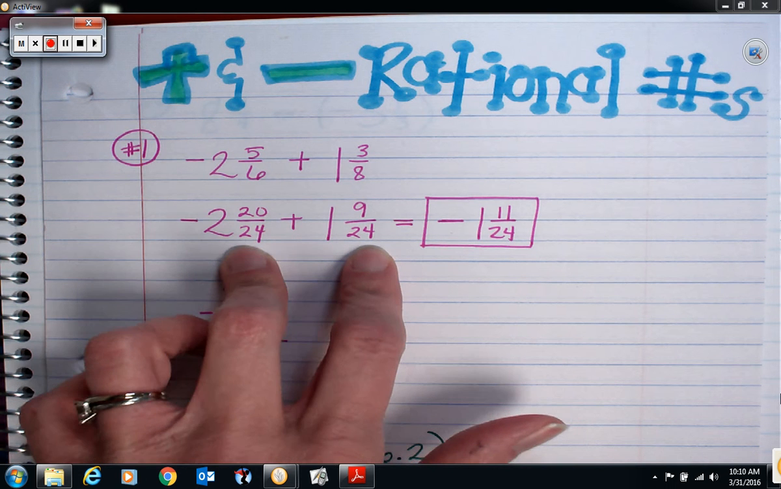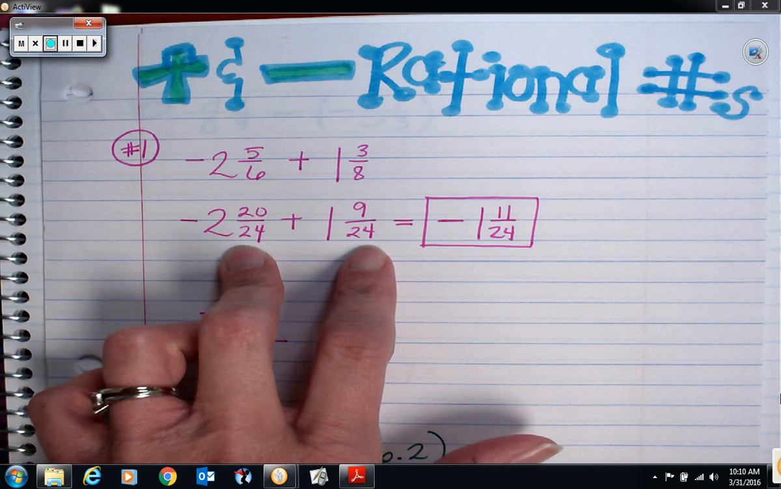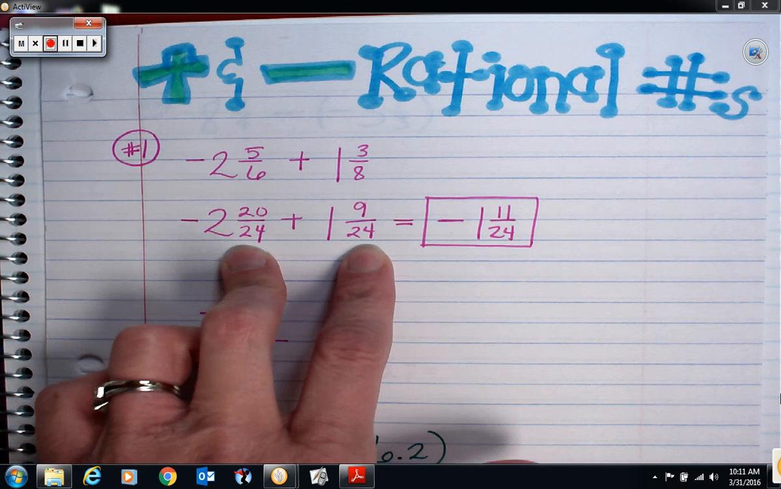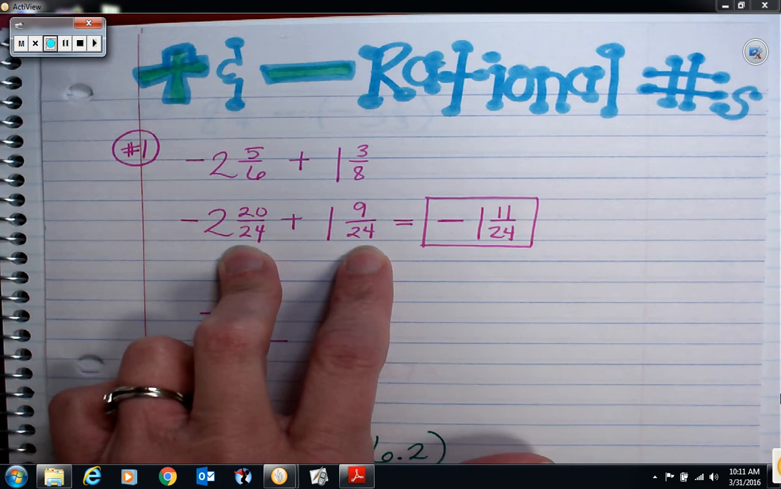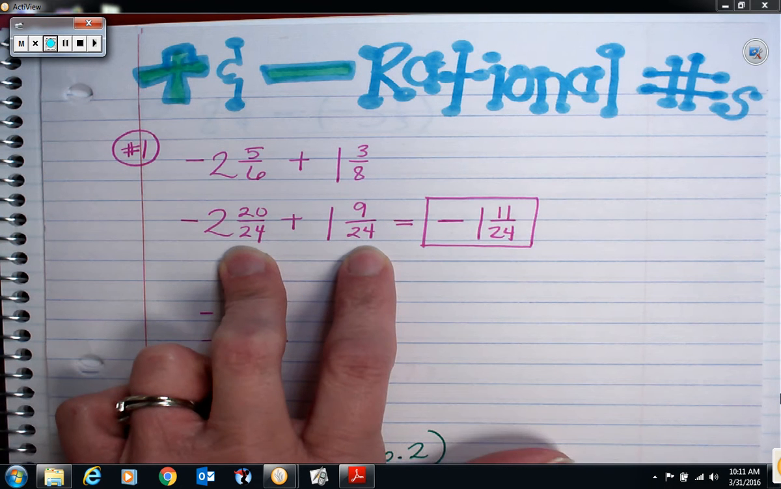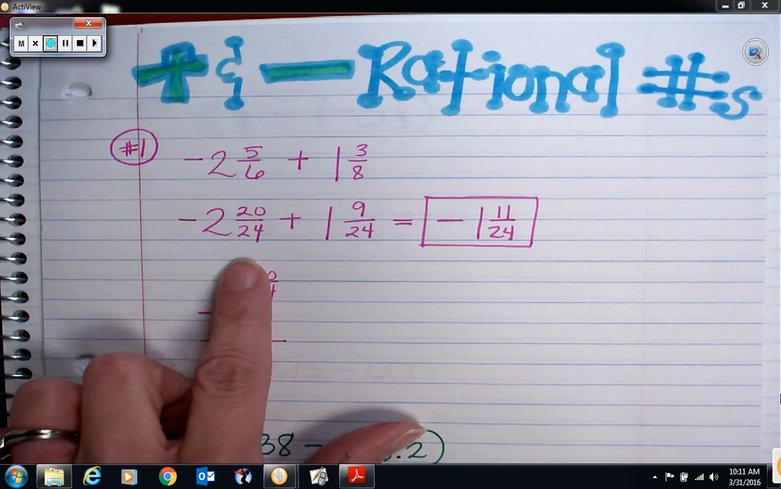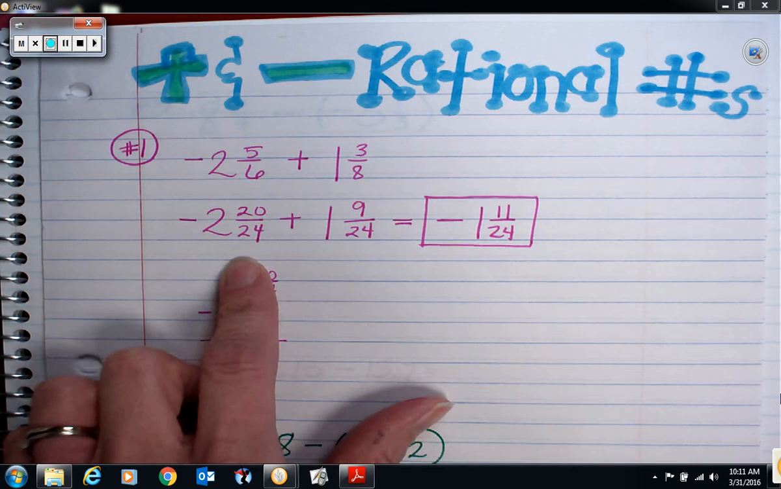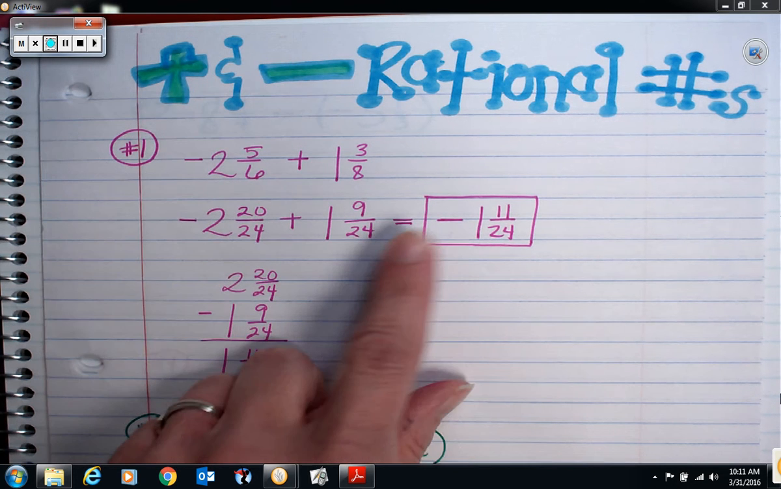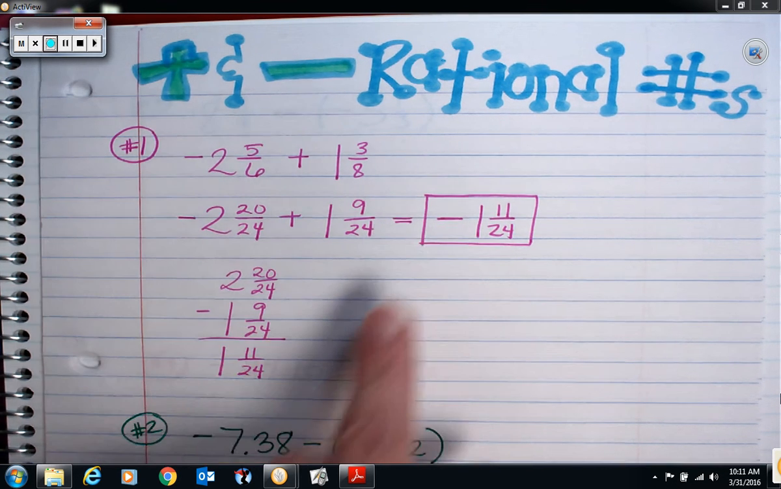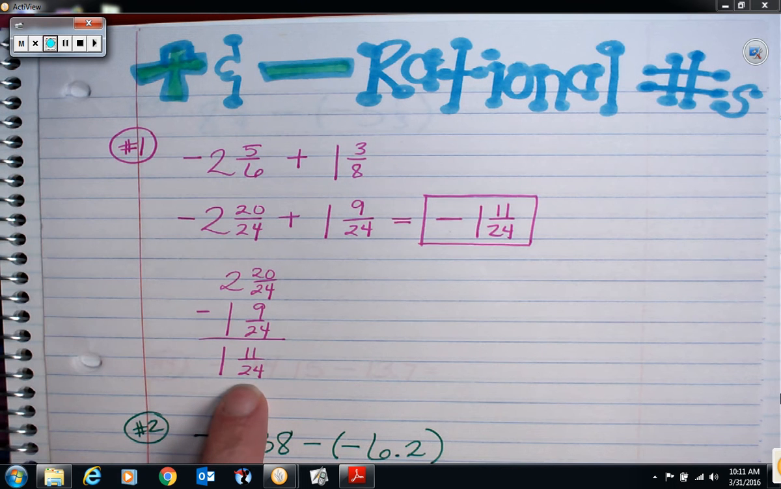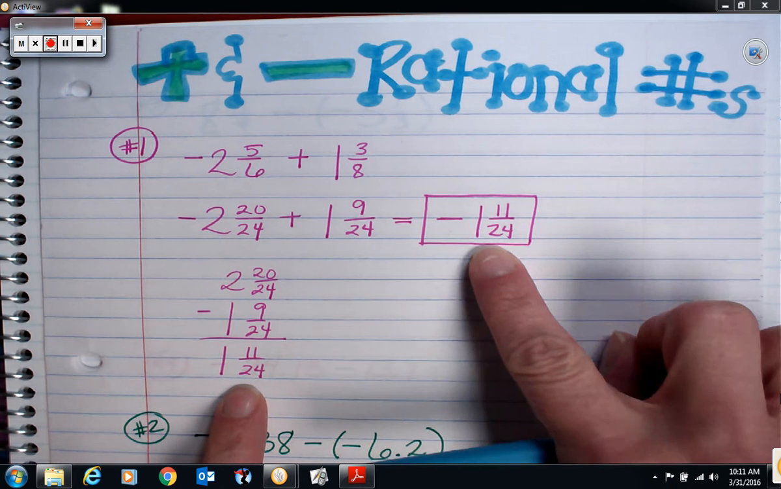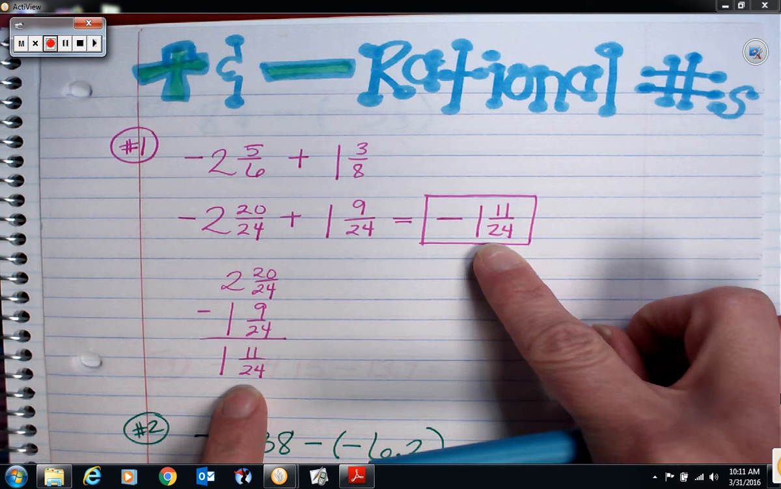Then we remembered our rules for adding integers and decided that it was to find the difference in their absolute values, and the one with the greater absolute value will carry the sign over to the answer. So since negative 2 and 20/24 has a greater absolute value than 1 and 9/24, we knew our answer was going to be negative. Then we had to find the difference in their absolute values, which was 1 and 11/24, so our final answer was negative 1 and 11/24.